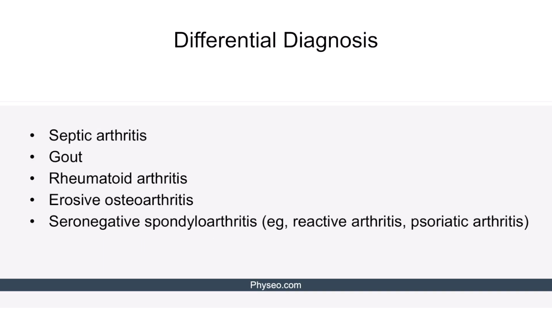As you can see, the differential diagnosis of pseudogout involves the same diseases that we already discussed while talking about gout. They include septic arthritis, gout, rheumatoid arthritis, erosive osteoarthritis, and seronegative spondyloarthritis, such as reactive arthritis and psoriatic arthritis. It's important to watch out for the characteristic signs and symptoms of these conditions that we discussed when we talked about the differential diagnosis of gout.